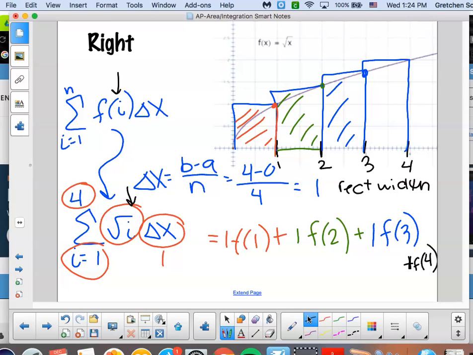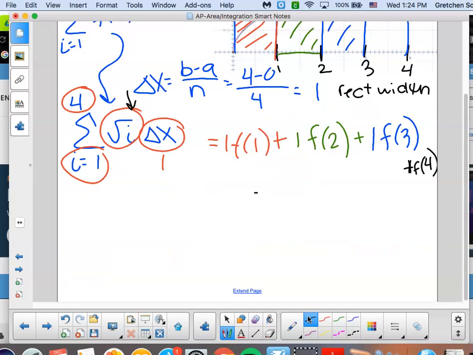It's f of whatever rectangle you're on. Since we have a function, it's the square root of x. What is the height at 1? What's the height at 2? What's the height at 3? Height at 4?